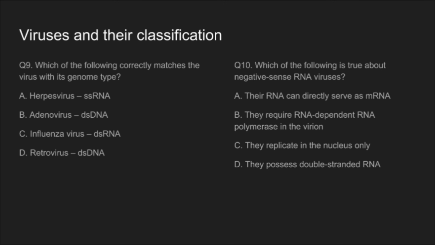Question number 9. Which of the following correctly matches the virus with its genome type? Options are A. Herpes virus, single-stranded RNA, B. Adenovirus, double-stranded DNA, C. Influenza virus, double-stranded RNA, D. retrovirus, double-stranded DNA. The correct answer is option B, adenovirus, which has double-stranded DNA. Herpes virus is also double-stranded DNA, but it is enveloped.